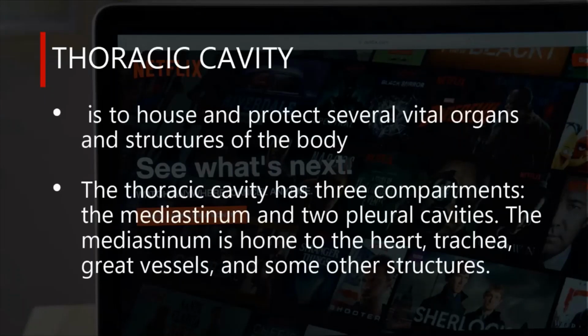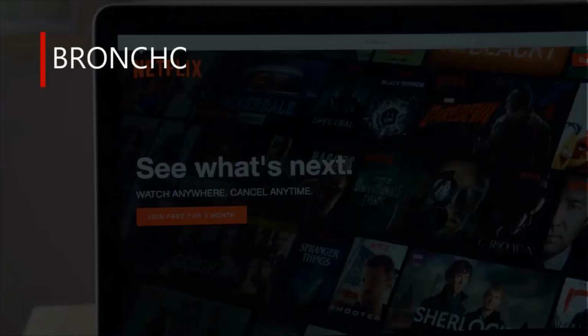The thoracic cavity's purpose is to house and protect several vital organs and structures of the body. The thoracic cavity has three compartments: the mediastinum and two pleural cavities. The mediastinum is home to the heart, the trachea, the great vessels, and some other structures.